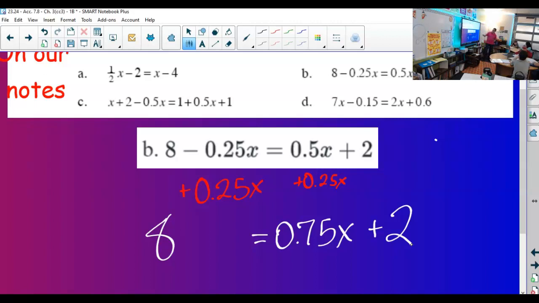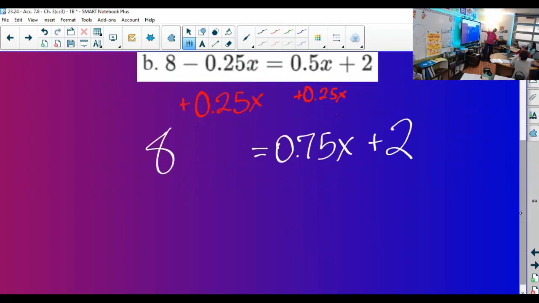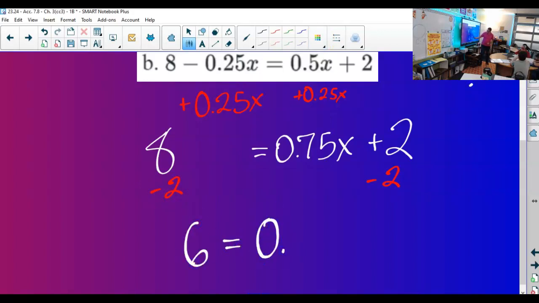Laurel, what could we do now? The x is on its own side. We need to get rid of both of those numbers. So I would subtract 2 from both sides. Subtract 2 from both sides because doing the multiply or divide potentially gets complicated. 6 equal to 0.75x.